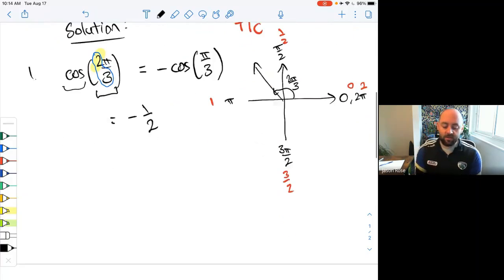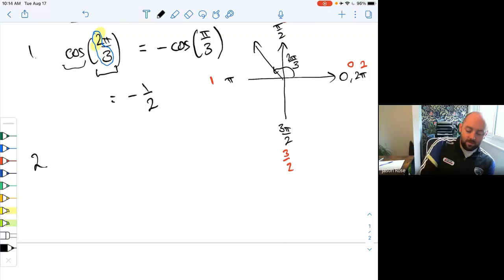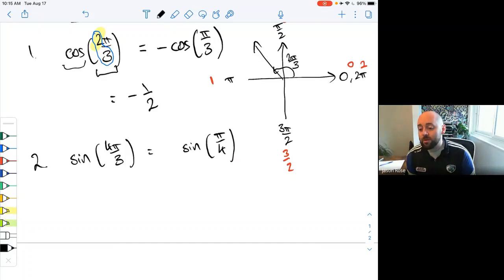Okay, what's the next one? Sine of 4 pi over 3. So this is going to be similar. First thing we do is we're going to drop that 4 that's on top. Now, what quadrant is 4 pi over 3 in? A, S, T, or C? Any thoughts, Jasmine?